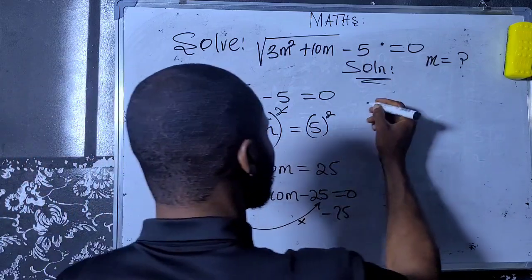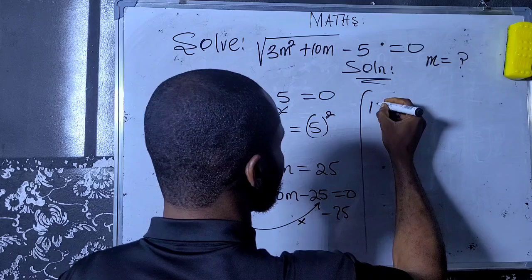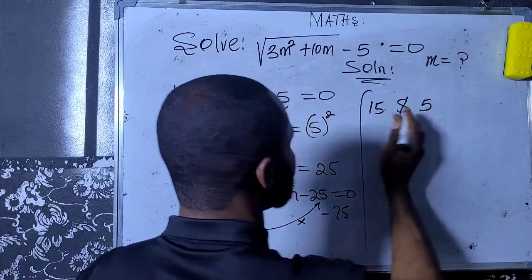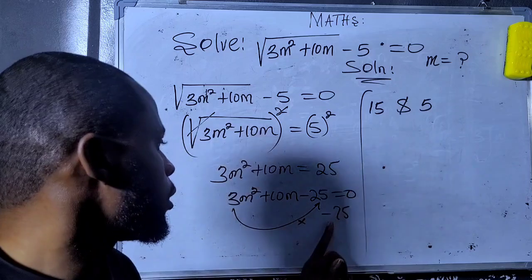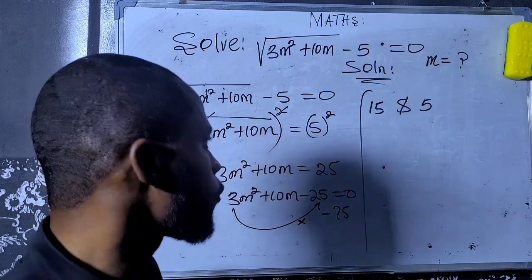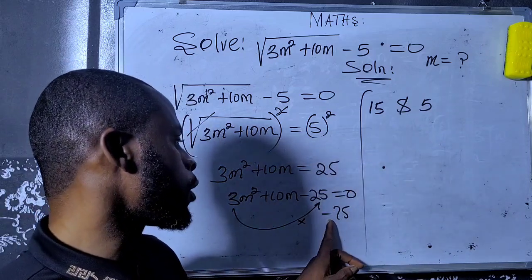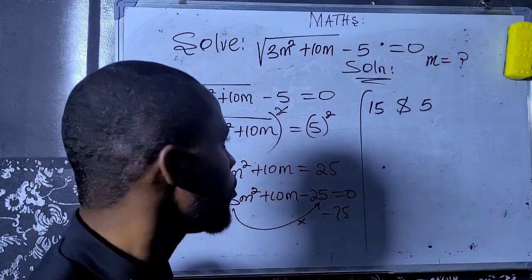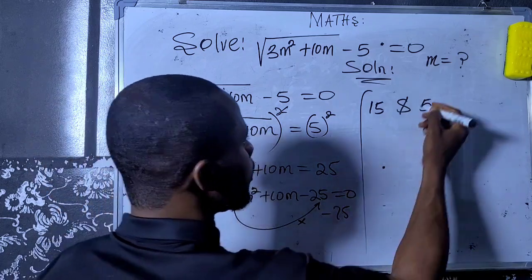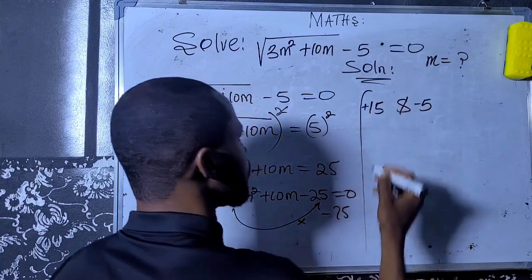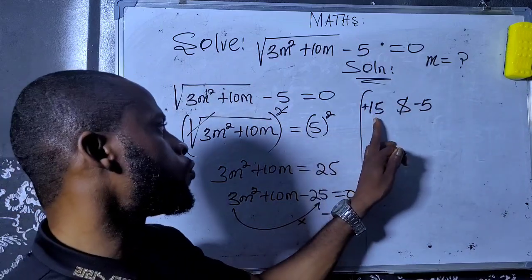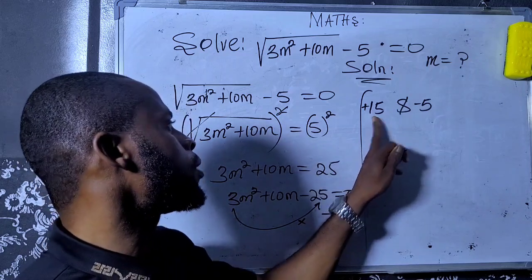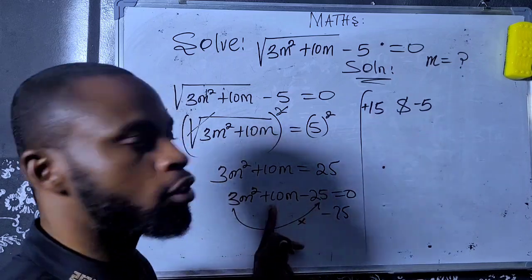Now, so let these factors be 15 and 5. 15 times 5, that will give you 75. But I'm going to arrange it such a way that when you multiply, it gives minus 75, and when you add, it gives you plus 10. Therefore, this will be negative and this will be plus. Now, if you multiply plus 15 times minus 5, that will give you minus 75. Then if you add plus 15 plus minus 5, that will give you plus 10.